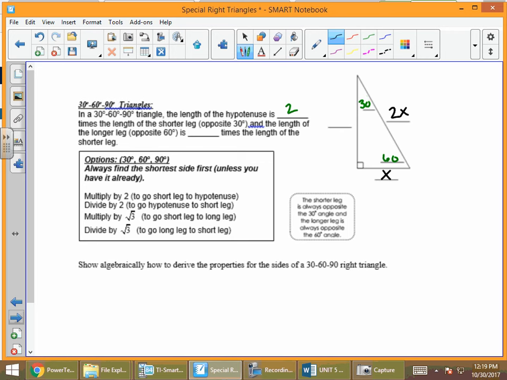The length of the longer side, so the one across from the 60, is what's a little tricky. It is radical 3 times the length of the shorter leg. So if you're given the shorter leg, whatever it is, you're multiplying it by radical 3 to get the longer.